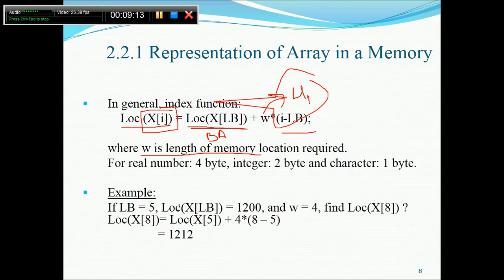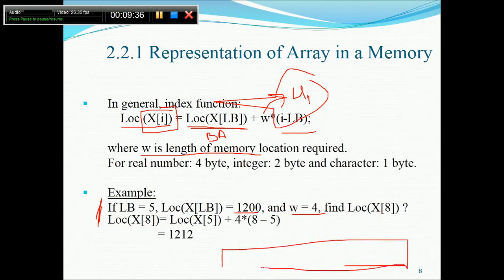It could be just an idea, and it will still work. Suppose the lower bound is 5. Again it is superficial data, so don't worry, but since it is a general formula, it will work. If the lower bound is equal to 5, the location of the lower bound is 1200 and W is equal to 4, what is the location of 8? We'll try to create an array and see whether what we are trying is correct or not. So this is the array we have.